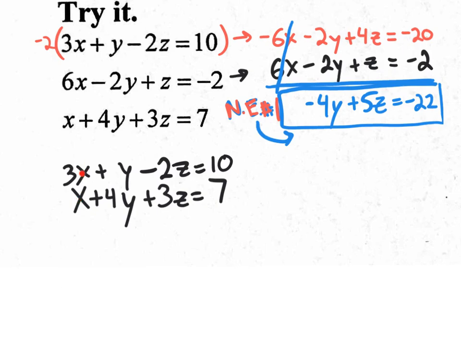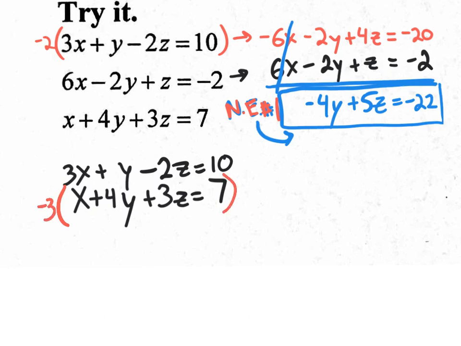Okay, so now I need the same variable to cancel. I need the x's to cancel as well. If I would have decided to cancel out y's at the beginning, I would need to cancel out y's. If I would have canceled out z's, I need to cancel out z's. But because we decided to cancel out x's, we need to cancel out x's. So how am I going to get these guys to cancel? Multiply the bottom one by negative 3.